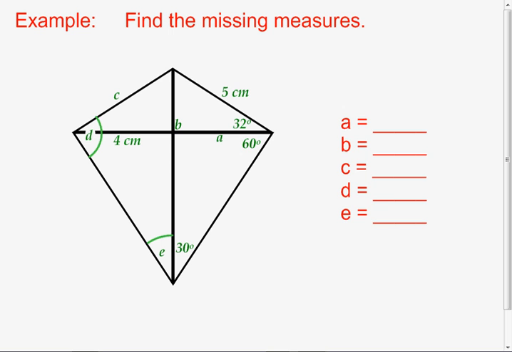So let's do a problem. I have a kite here, and I know that I have some perpendiculars. So find the missing measures. What's the measure of angle B? Because that's the easiest one. We know that that has to be a right angle, so that's 90 degrees.